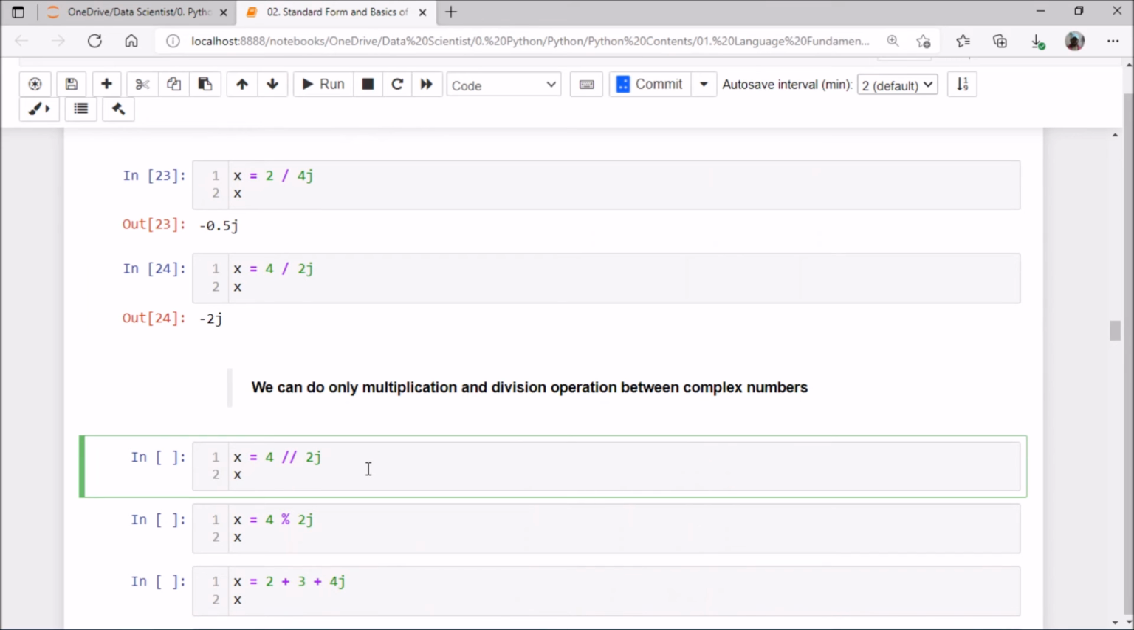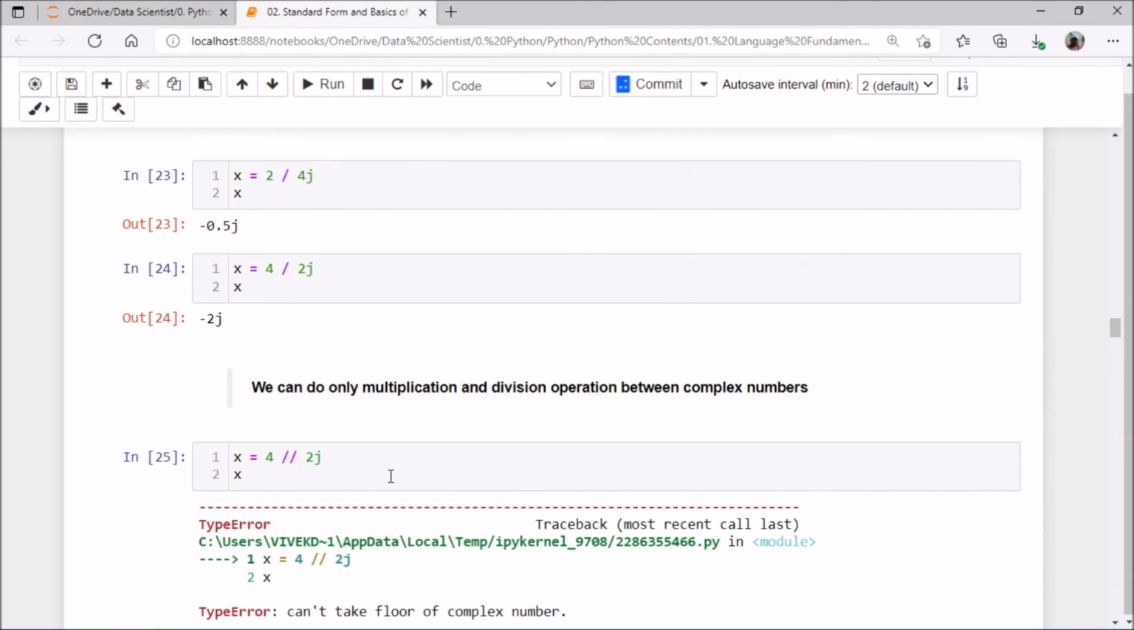And same thing here, I am applying some floor division. Okay, so we can do only multiplication and division operations between complex numbers. What we haven't seen, can we apply percentage in complex numbers? We have learned in the 12th only multiplication and division of complex numbers. Except these, we can't use any other operator. Okay, and we can also use subtraction of complex numbers. Subtraction, addition, multiplication, and division. These four operators only we can use in complex numbers.